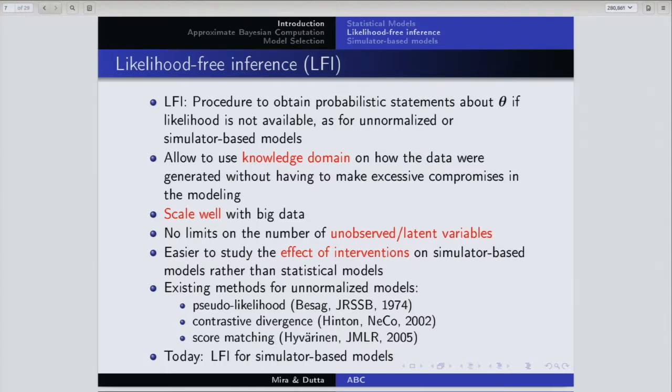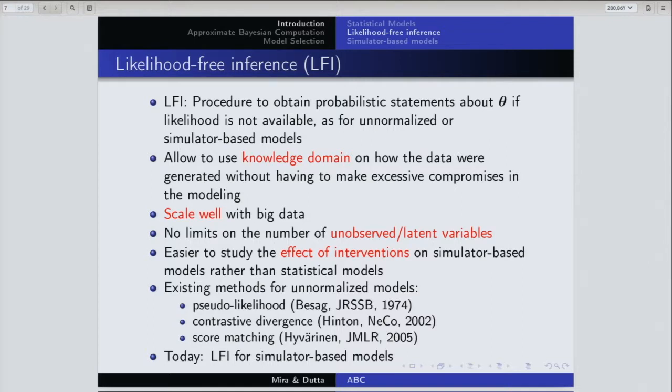Why do we like these simulator-based models? Well, because they are built using domain knowledge and expertise. Because they scale well with data, they allow us to use unobservable or latent variables, and they're easier if we want to study the effect of interventions on some of the variables that are involved in the model.